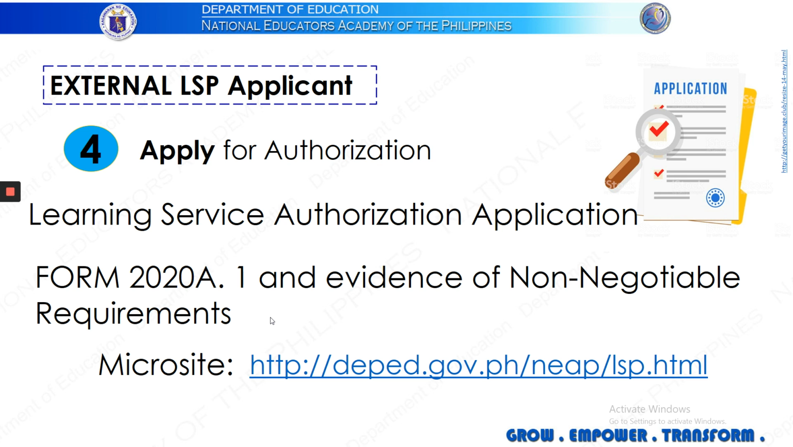So where can we find the application form? We could find it in our NAIAP microsite, and it is on the DepEd website as well. If you don't have the link, here it is: deped.gov.ph/naip/lsp.html. You can download the application form here.